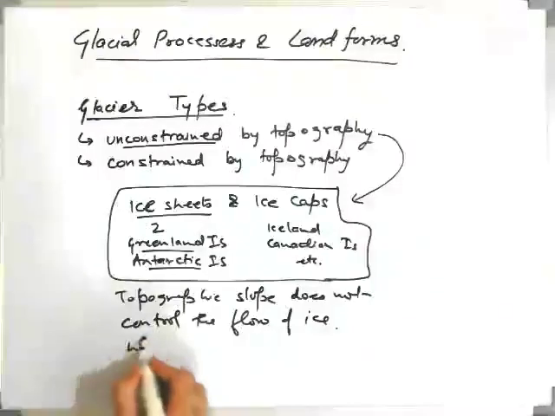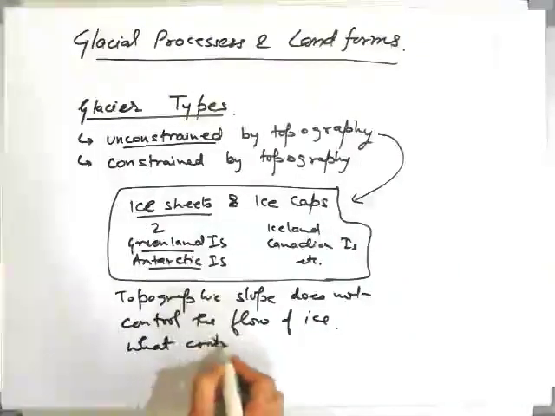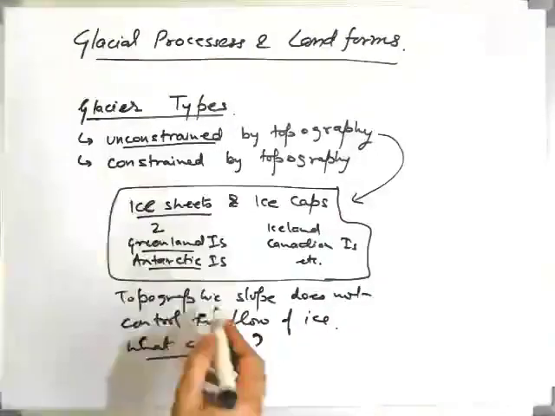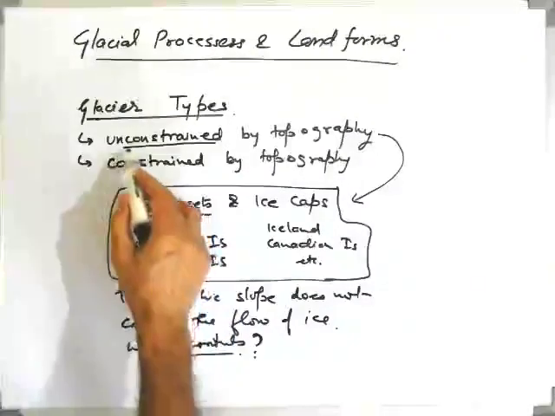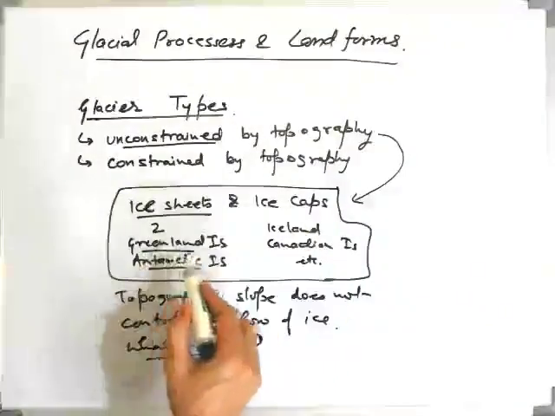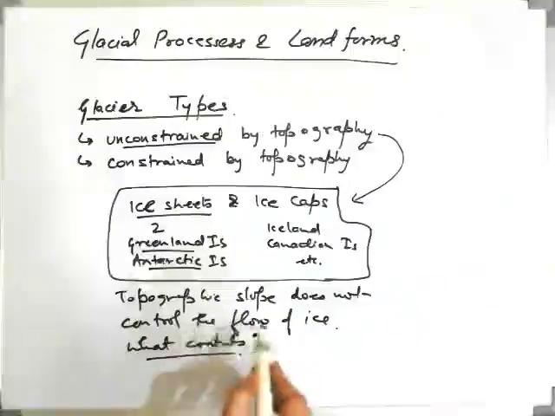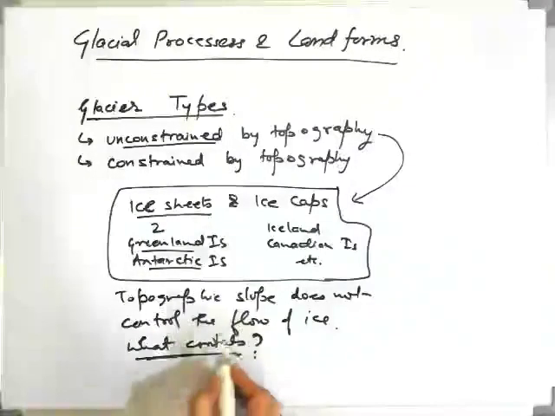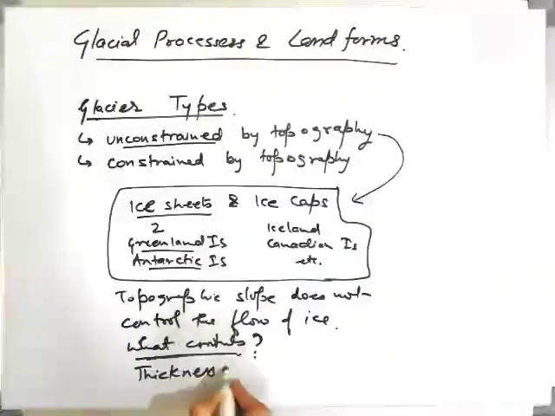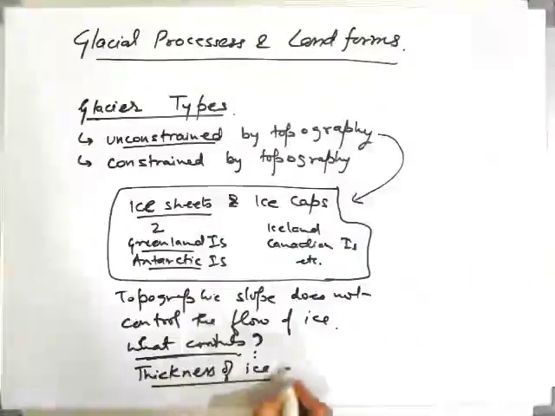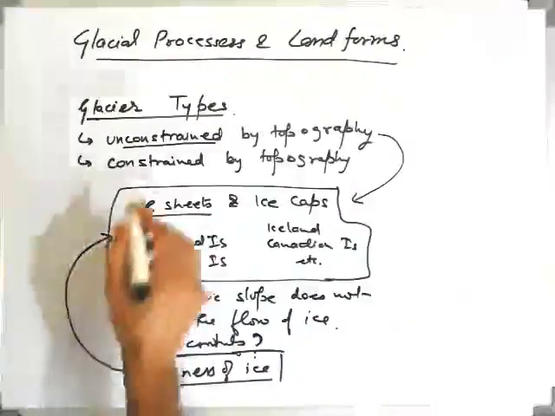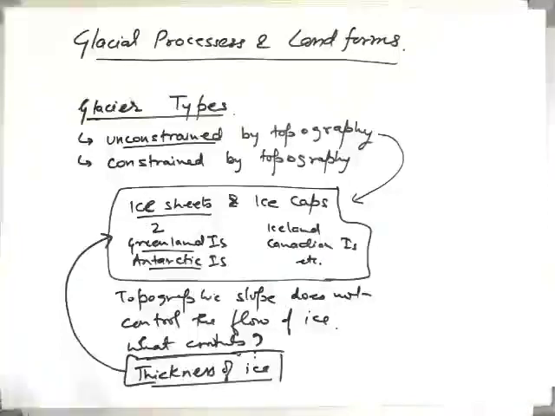Then what controls the flow of ice? In these kind of glaciers, which are unconstrained by topography, the ice sheets and ice caps, the topography does not control the flow of ice. Then what controls the flow of ice in these glaciers is the thickness of ice. This is what controls the flow of ice in ice sheets and ice caps.